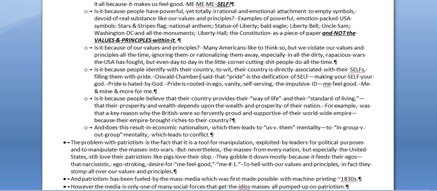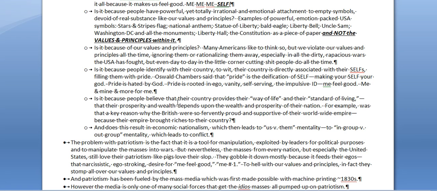Is it because people identify with their country? To wit, the country is directly associated with themselves, filling them with pride. Absolutely. Now, Oswald Chambers said that pride is a deification of self. When you have pride, you're making yourself into your little God. What does the Bible say about pride? All throughout the Bible, God hates the proud. Pride is rooted in ego, vanity, self-serving, the impulsive id, the me feel good. Pride is rooted directly in self. The whole purpose of our existence on earth, according to the Bible, is to sacrifice self in favor of God. To deny the self. No! Me feel good. Me and mine. Right?